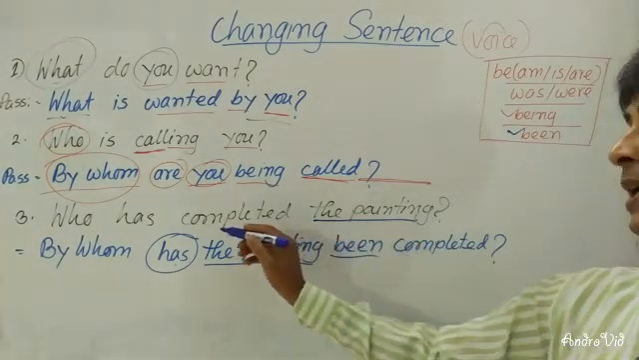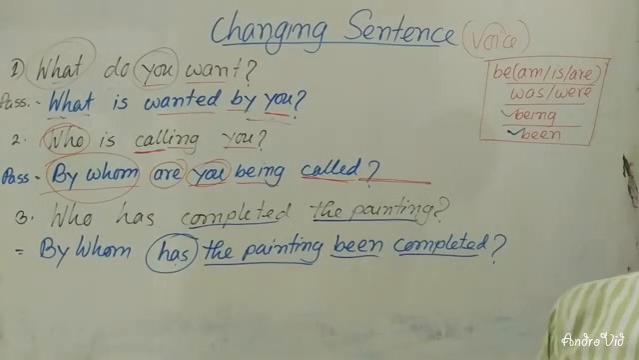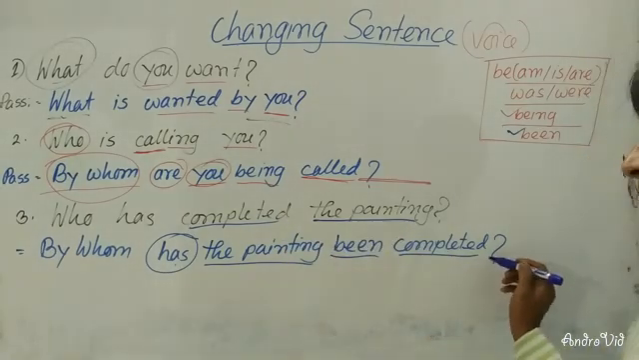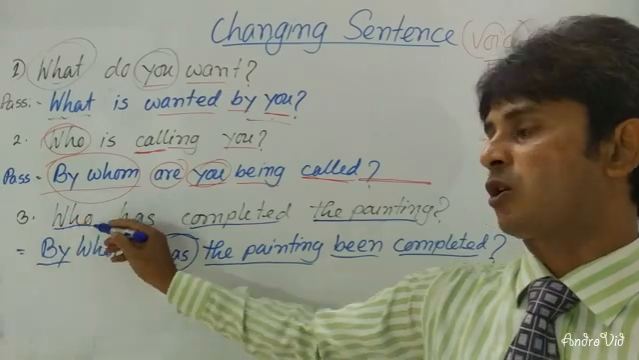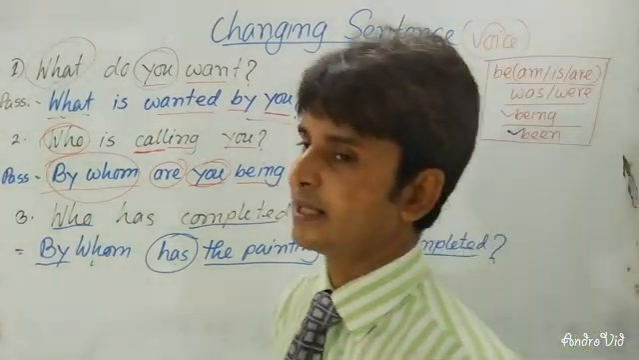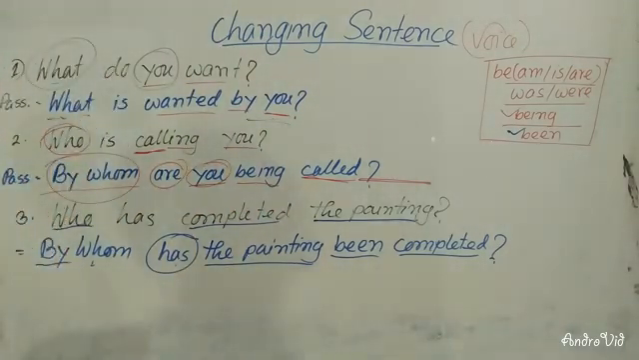Then you will have to write the past participle form of complete. So I have used here completed. Then you will have to write the preposition by, then the object. I have used here the preposition by, then the objective form of the subject. As it is an interrogative pronoun, you will have to say this at the beginning of the sentence. So who has completed the painting? By whom has the painting been completed? I hope it is clear to you.